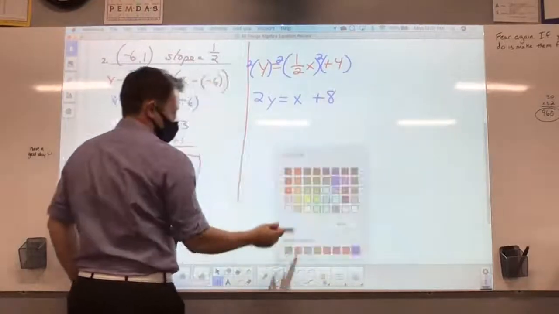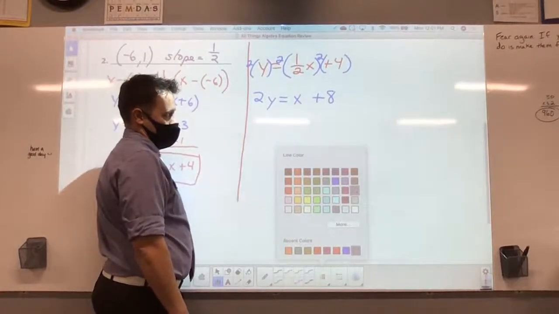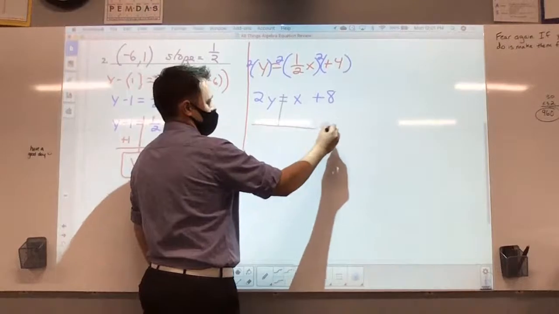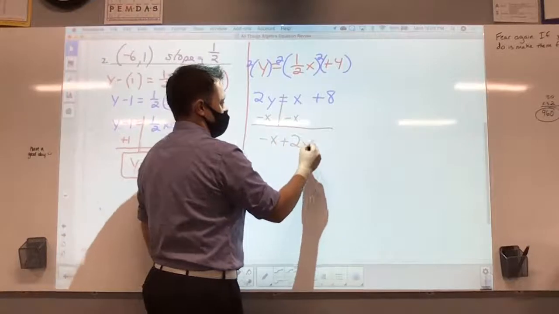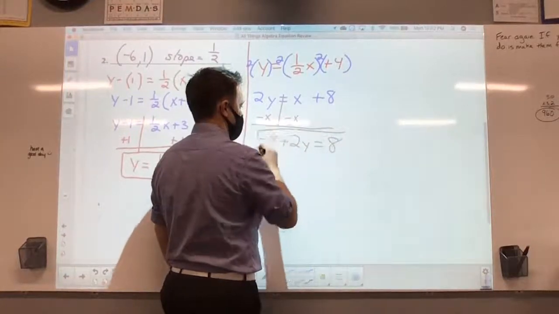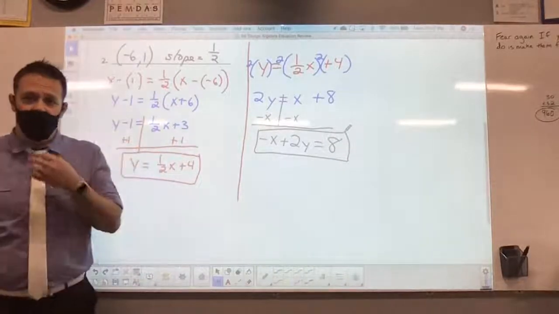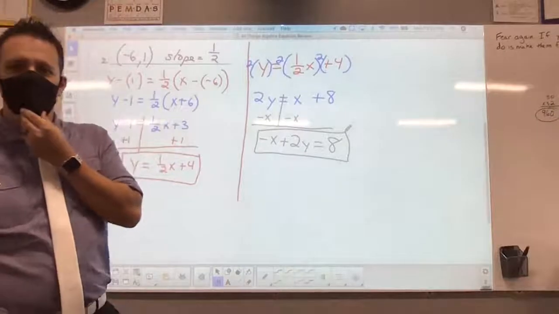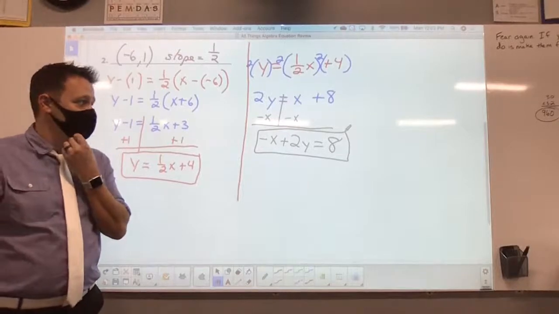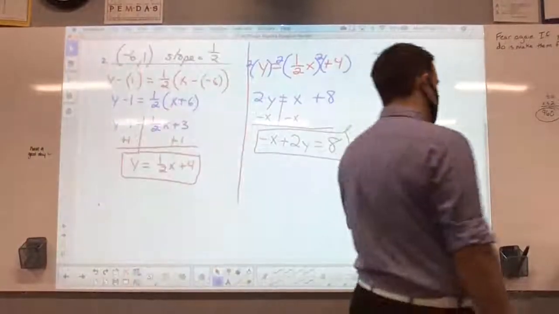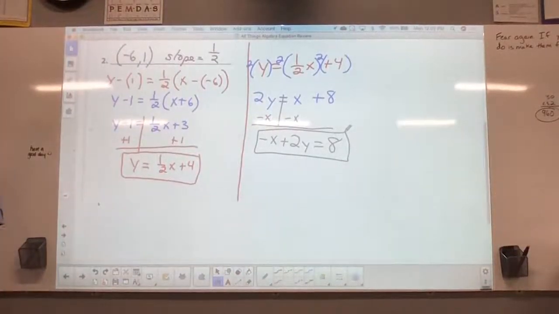Most of you did not get this right. I would say maybe 10 of you did. And then the last step is subtract x. So you have negative x plus 2y equals 8. And that's it. Any questions on that? Standard form. That's the big difference between the two. Okay? Got to make sure you guys can do both, especially as we move forward.